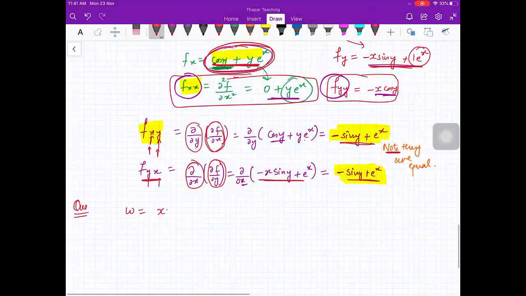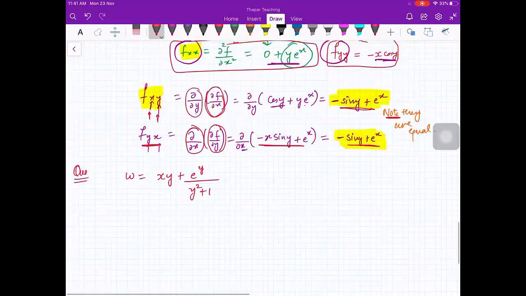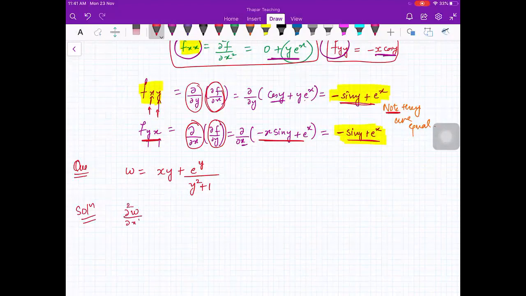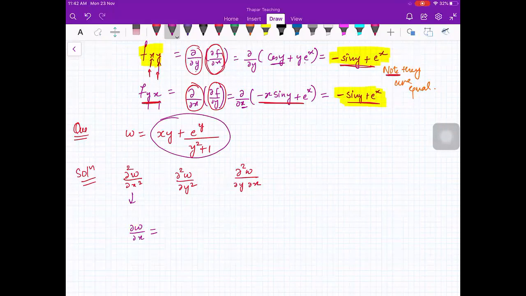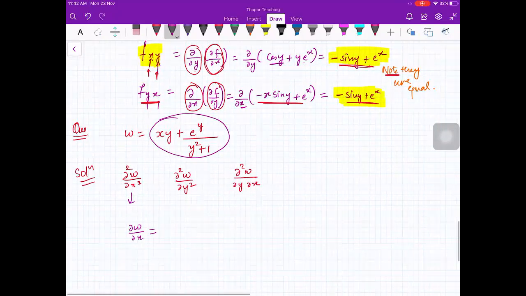Now let us go for this problem. w is equal to xy plus e raised to the power y upon y squared plus 1. Can you compute ∂²w/∂x², ∂²w/∂y², and then ∂²w/∂y∂x? Okay, let us do this. What is ∂w/∂x? Simple, right? It is y.